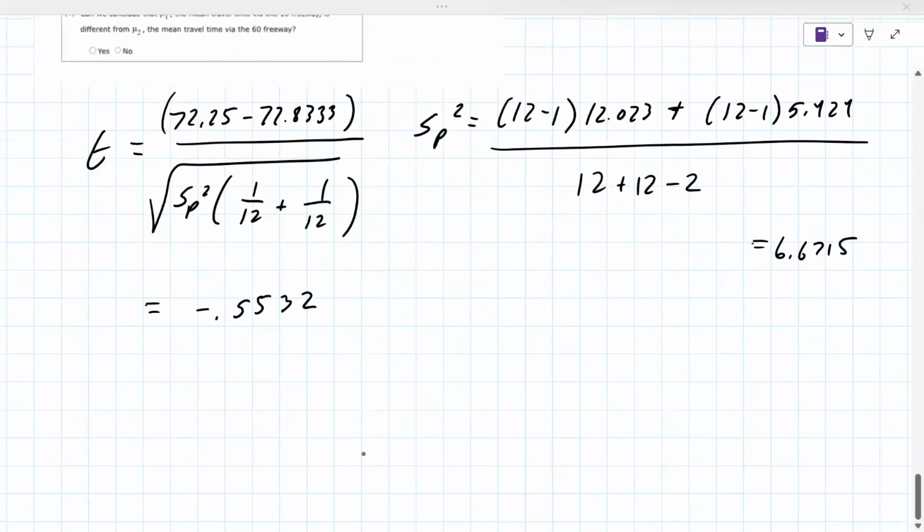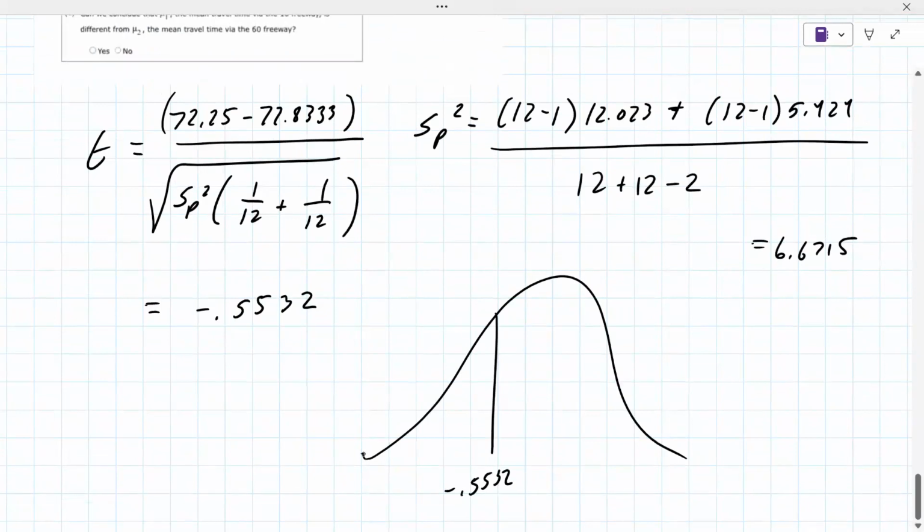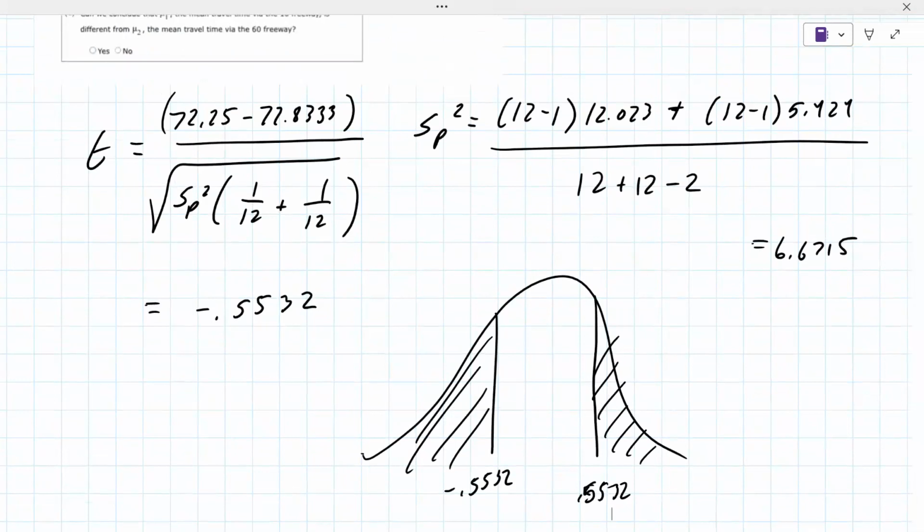So in terms of the p-value, t is minus 0.5532. But because it's two-tailed, because of the not equal to, you want the area in both of these tails, so you end up doubling whatever you get here. So I'm going to do that now. T.DIST of minus 0.5532, degrees of freedom 22, true, times 2. So the p-value I get is 0.5857.